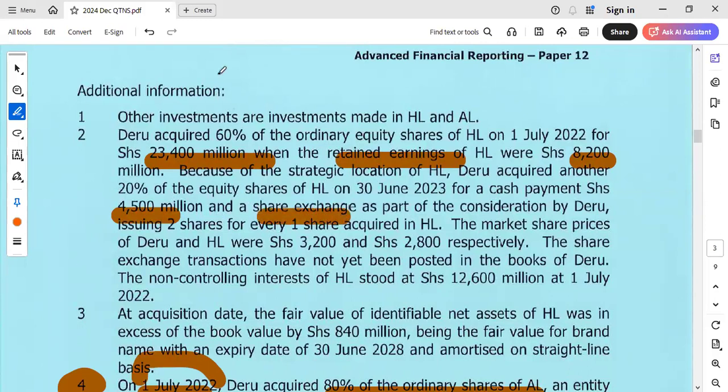Now, when you're reading this and you realize that in additional information you have share exchange, that share exchange will increase the share capital. So you need to pay attention. However much this transaction is coming at year end, you are going to close the year when your capital has increased because of this share exchange. Okay, so what are we going to do with this one?